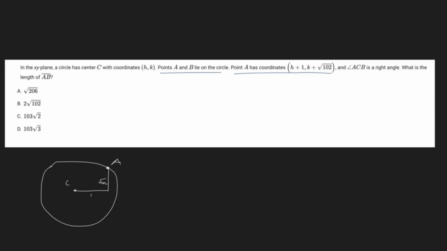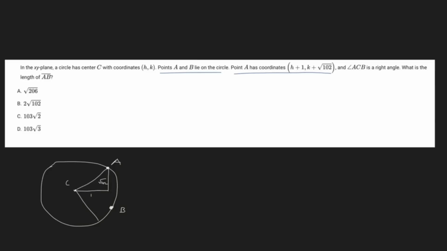So now it says angle ACB is a right angle. What is the length of AB? So we actually need to label point B. We don't know where point B really could be, but let's just put it somewhere on there, right? So let's say it's right here. Point B. Draw B in. It says ACB is a right angle, so we actually do have to account for that. So if we drew this in, a right angle would actually look like this.